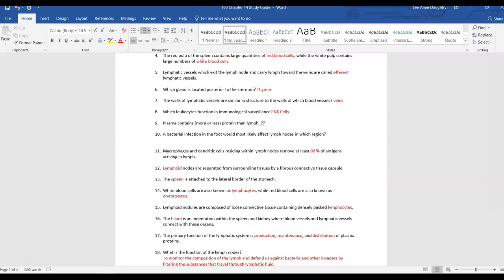8. Which leukocytes function in immunological surveillance? NK cells. Good. Plasma contains, oh, the answer is more. Maybe that wasn't so clear. A bacterial infection would most likely affect lymph nodes in the inguinal region. So this should be the inguinal lymph nodes because they'll be closest. They're in the groin area, so they'll be closest to the foot. And this one's 80.